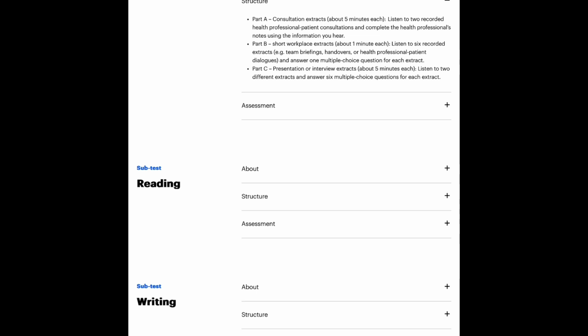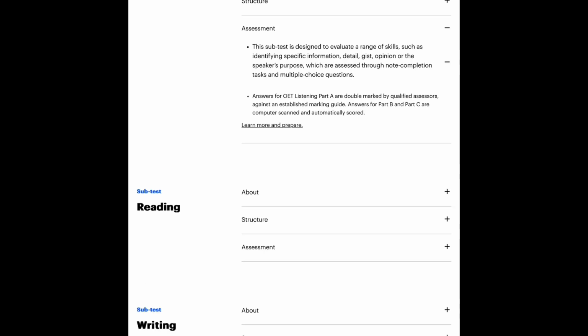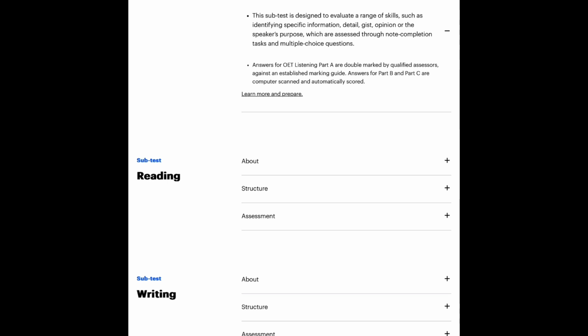It will be helpful. Part B is short workplace extracts. Listen to 6 recorded extracts and answer 1 multiple choice question for each extract. And part C is presentation or interview extracts. Listen to 2 different extracts and answer 6 multiple choice questions for each extract. Now this subtest is designed to evaluate a range of skills such as identifying specific information, detail, gist, opinion or the speaker's purpose, which are assessed through note completion tasks and multiple choice questions. Answers for OET listening part A are double marked by qualified assessors against an established marking guide. Answers for part B and part C are computer scanned and automatically scored.